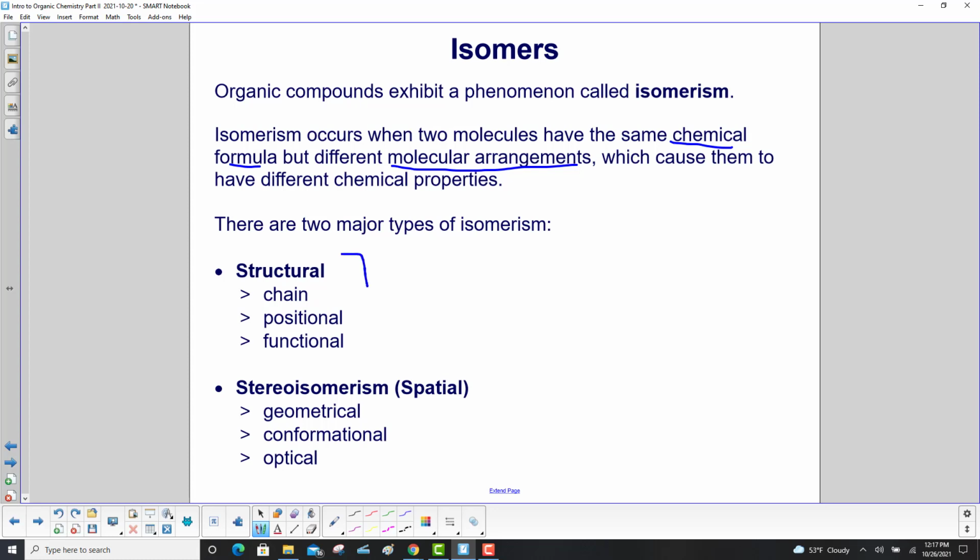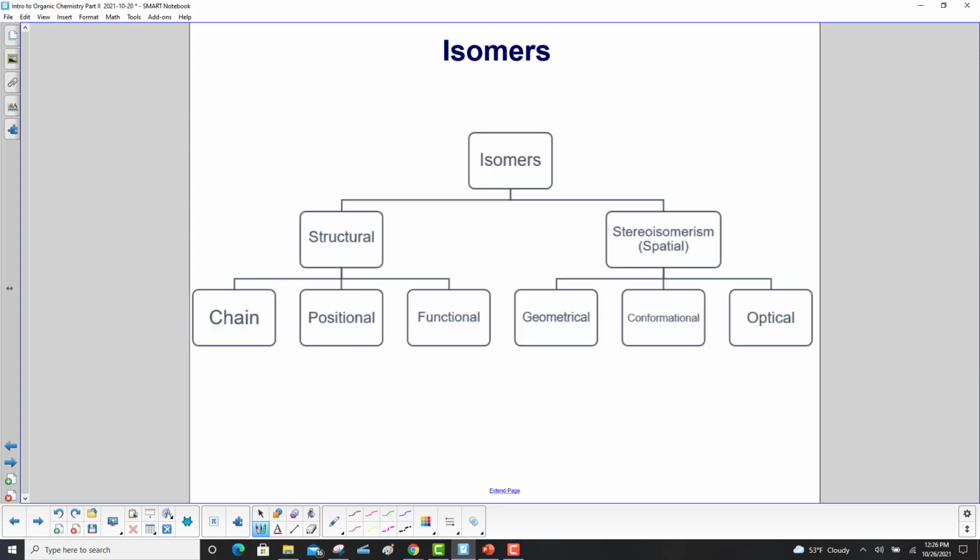Structural, which has three little sub-bullets here: chain, positional, and functional. And then stereoisomerism, otherwise known as spatial, a little easier to pronounce. And you have geometrical, conformational, and optical. And here's an organization chart of isomers. We have structural, divided into chain, positional, and functional. And then spatial: geometrical, conformational, and optical.